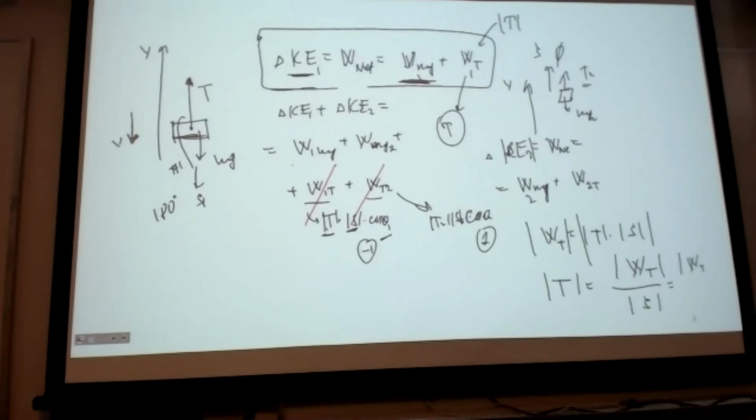Why doesn't that have cosine? Yeah, but it is 1 or -1. So the magnitude of 1 is 1. The magnitude of -1 is 1. Got it. Okay.